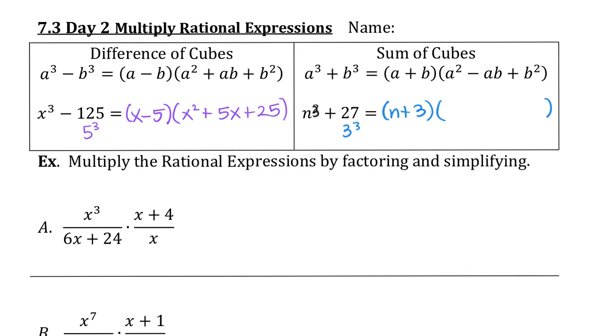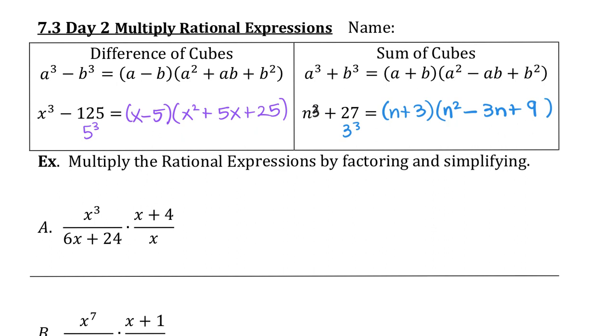Okay, my trinomial. Since the first thing is n, I'm going to put n squared minus n times 3, 3n. And then the last term is 3 times 3, which is 9. Or some people go, okay, this is a 27, 3 times something gives me 27. And that's how I factor the sum of cubes.